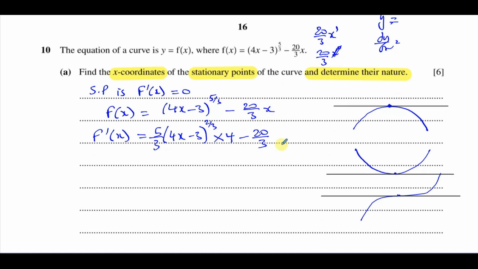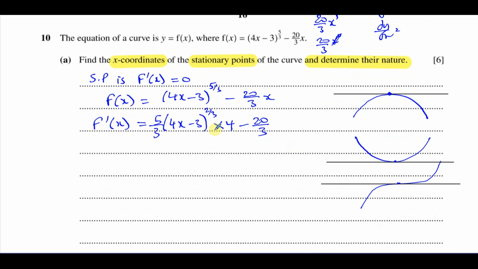Okay, so now we have our gradient function. Let me just write it out simplified a bit. So we have 5 times 4, which is 20, over 3 times (4x - 3) to the power of 2/3, minus 20 over 3. So here we have the gradient function.